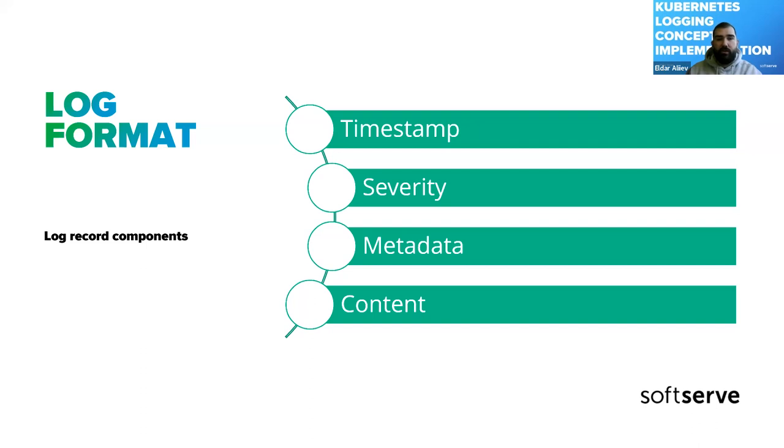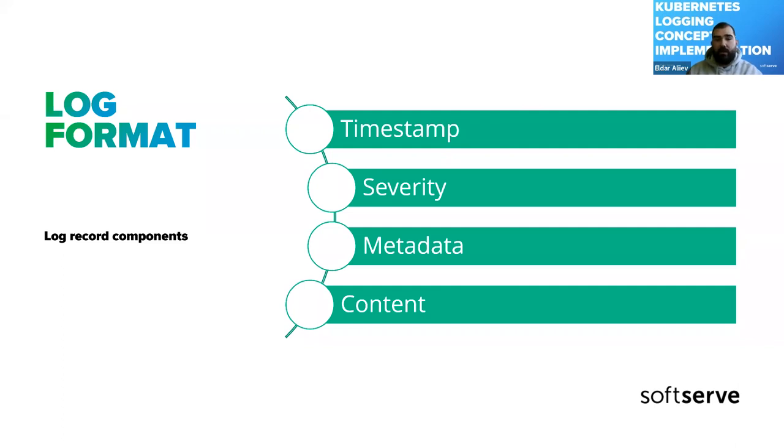The second component is the severity. Try to instrument each log record with a severity level. The severity level is some kind of importance of the log line. And in most cases, the severity level of the log line tells about the log record itself, what it could actually contain.